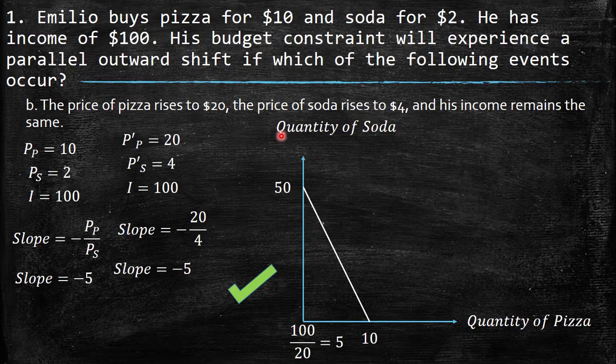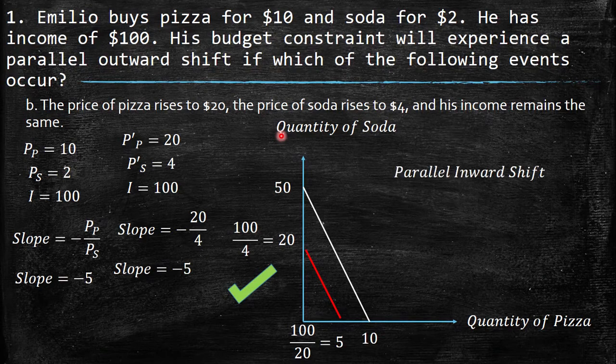Then the other one should be 100, which is the income over the price of pizza, which is 20. The answer should be 5. And the other one is 100, which is the income over the price of soda, which is 4. Then you will get 20. At the end of the day, this one effectively is a movement, but it's a parallel inward shift. What we're looking for here is a parallel outward shift. So this cannot be the answer.